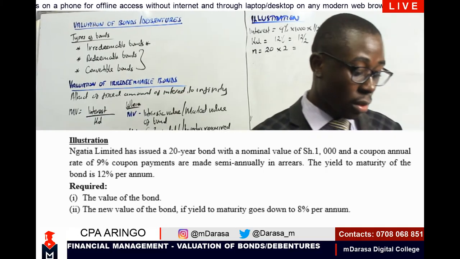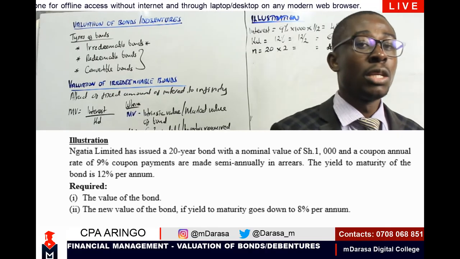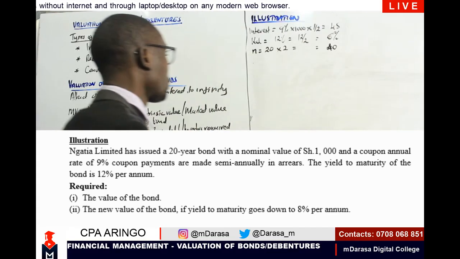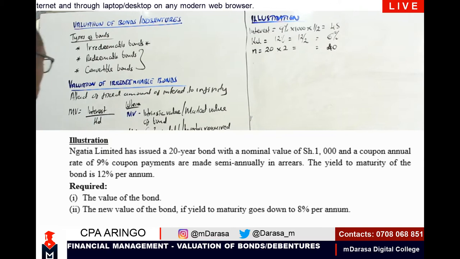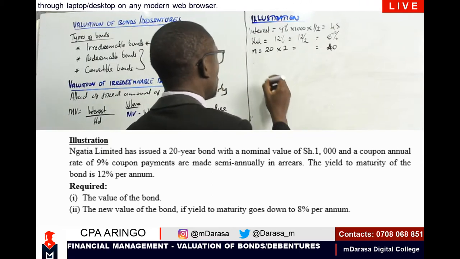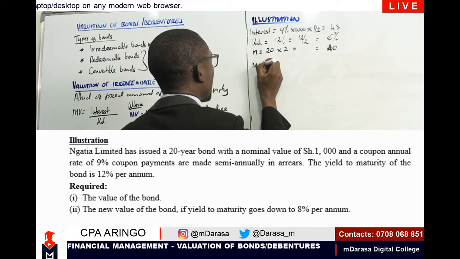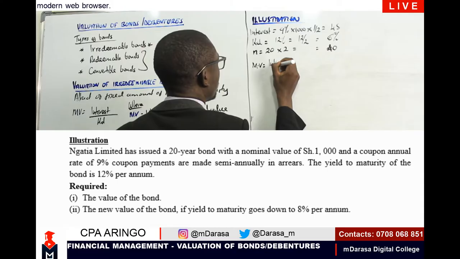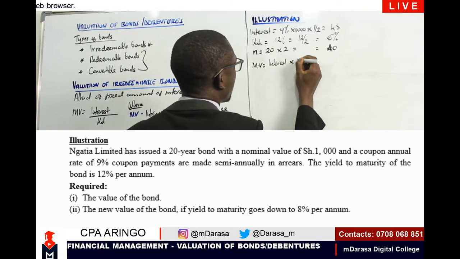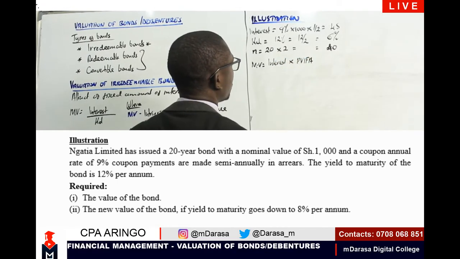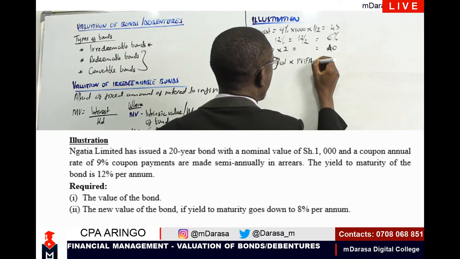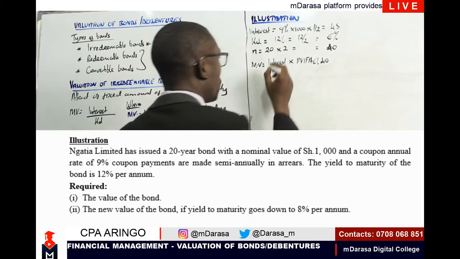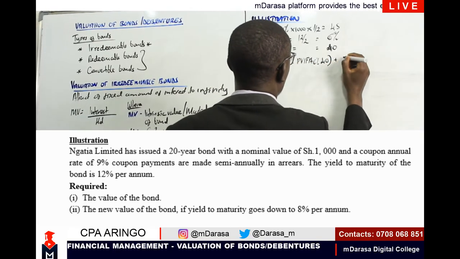N will be 40. The moment I have those factors, it will be very easy for us to work it out, because this is what we'll be expected to have. To determine the market value, if you can recall, we talk about our interest. We multiply by the present value interest factor annuity, this time looking at 6% and period 40. We add the redemption value.